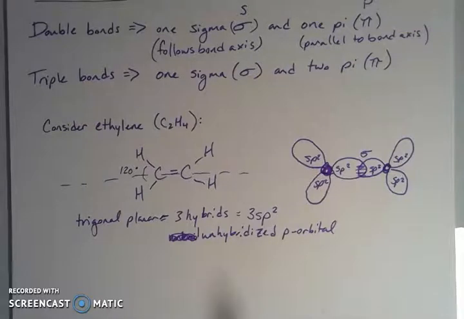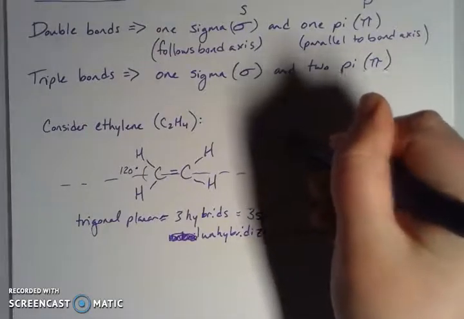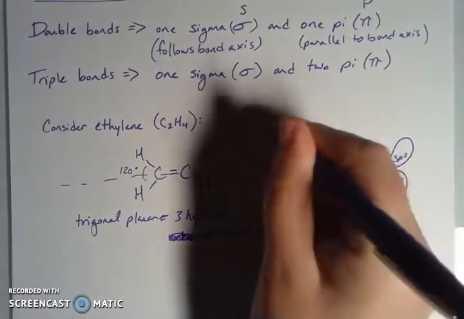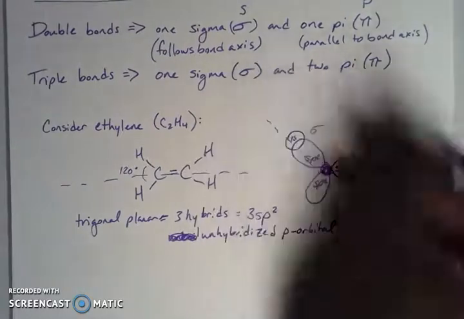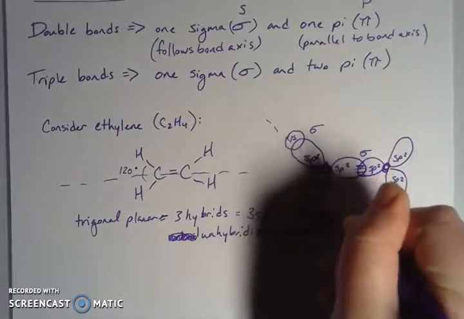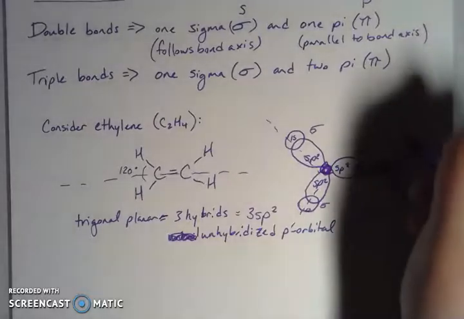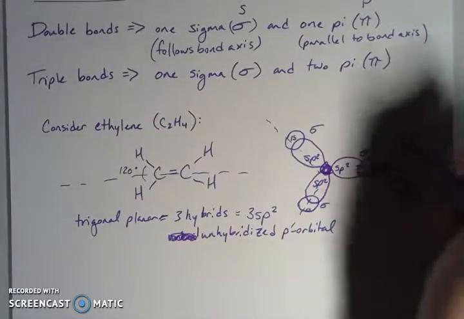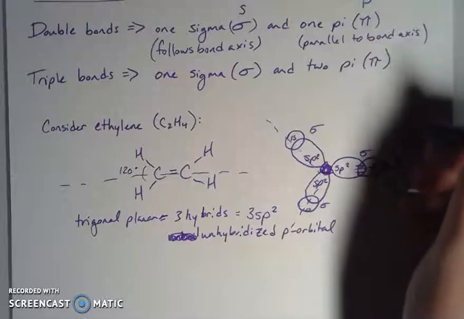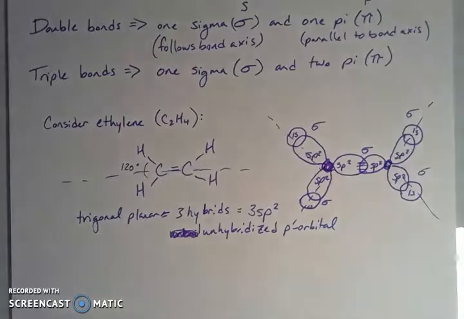I also have sigma bonds with my hydrogens because recall my hydrogens have an s. So here's the 1s. This is in line with this bond axis, right? So this is a sigma. Here's a sigma. Here's a sigma. There's a sigma. So there's five sigma bonds in this structure. And if you count up the bonds, that sounds pretty good.